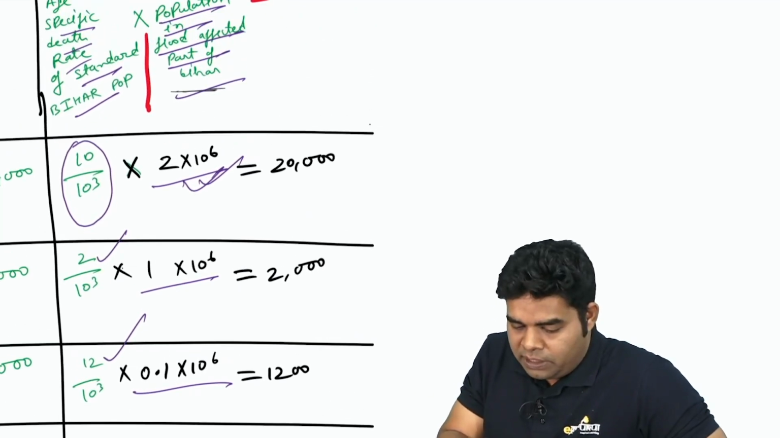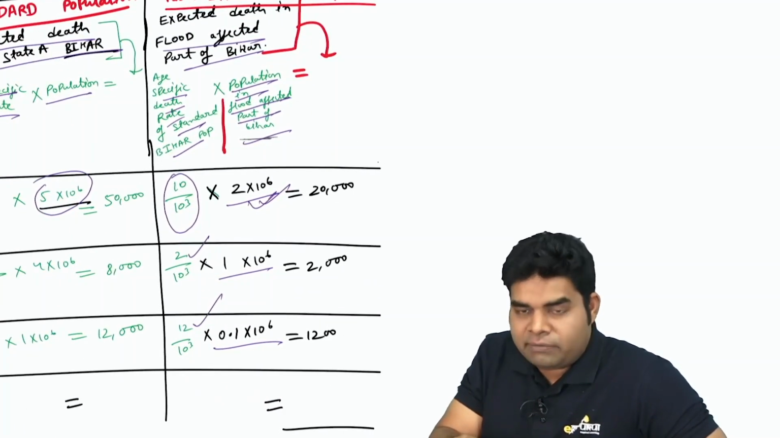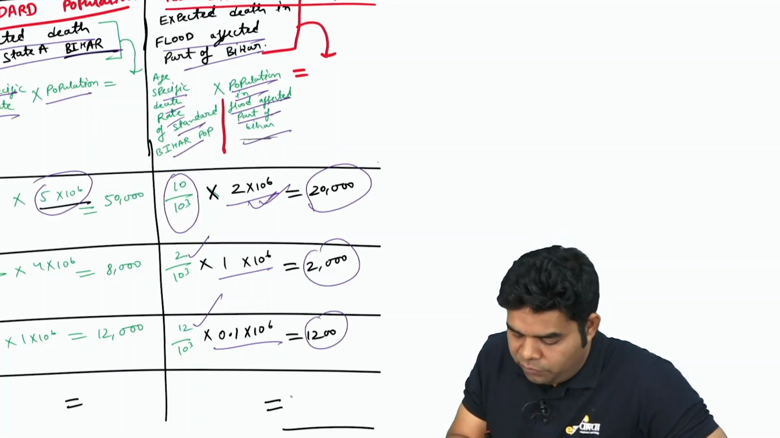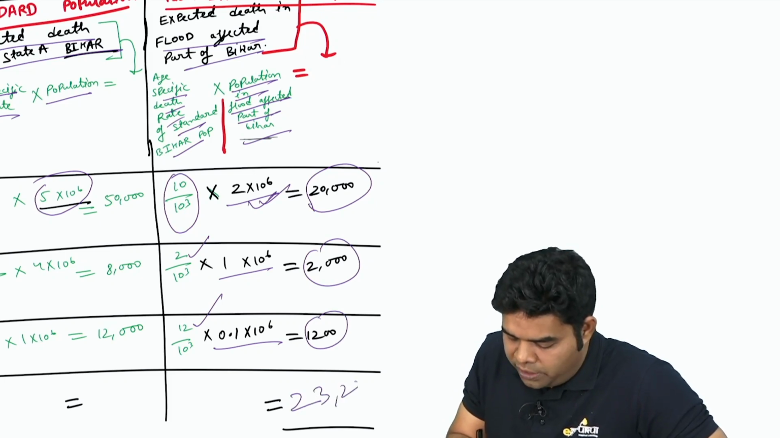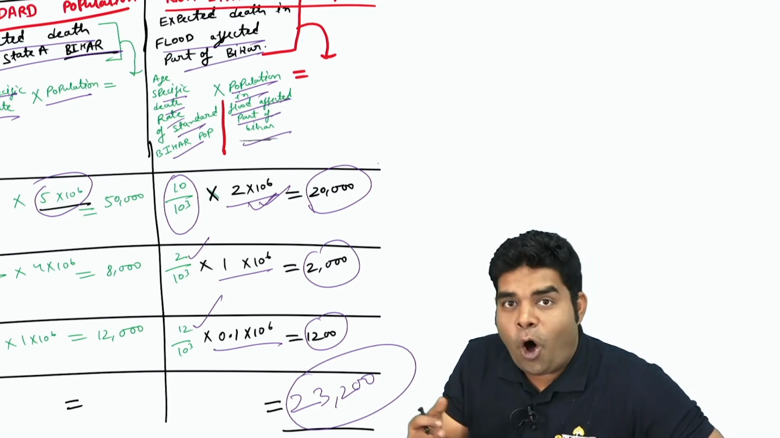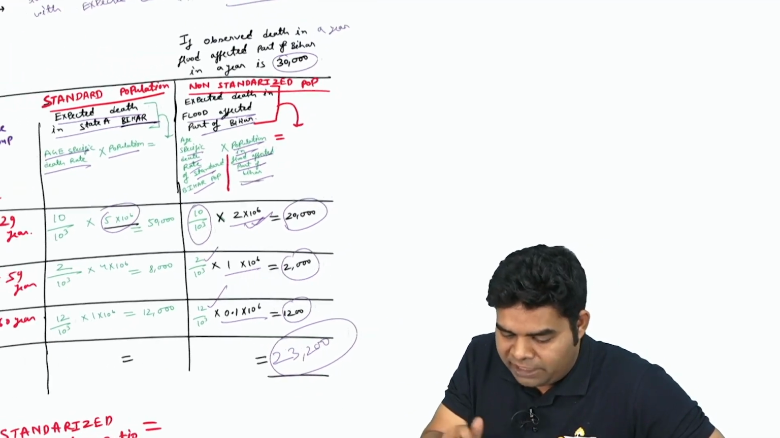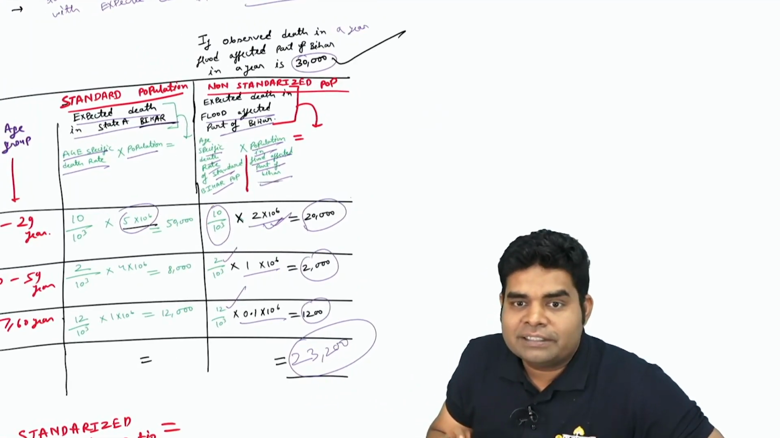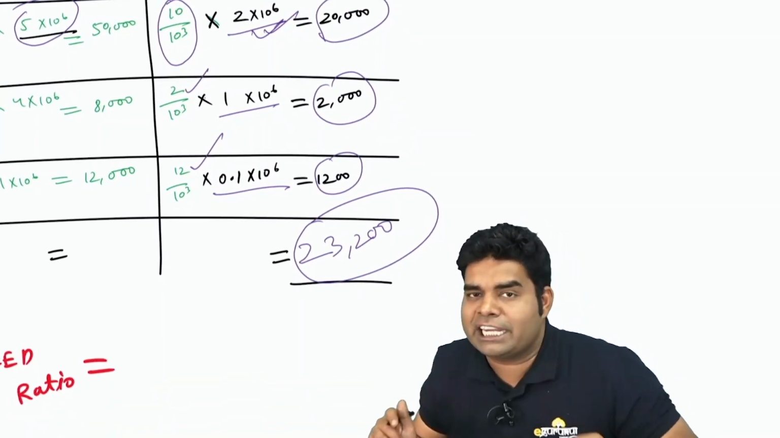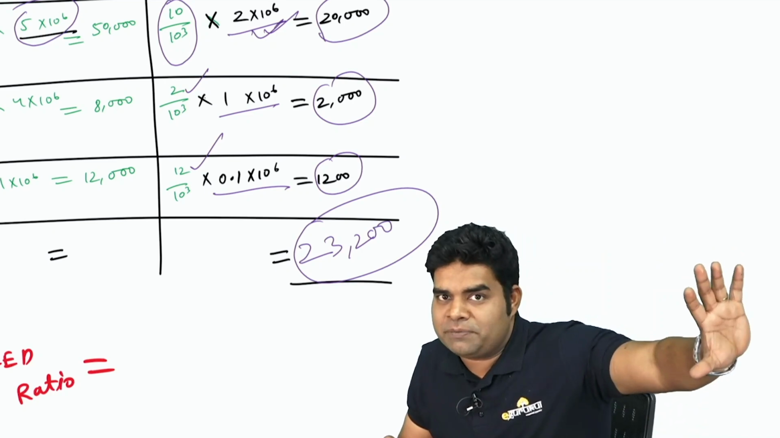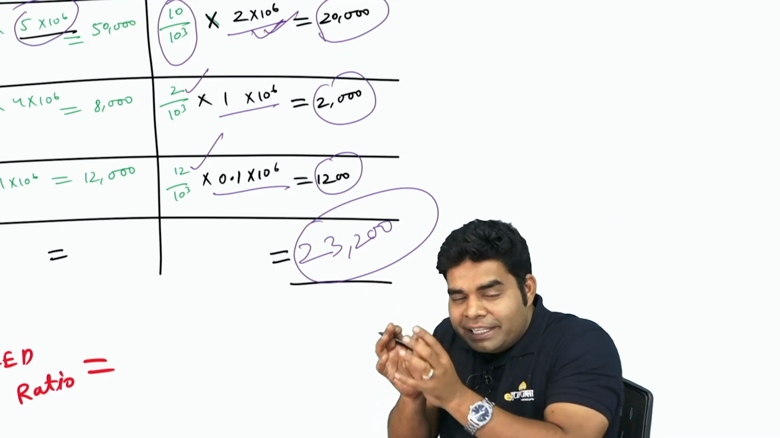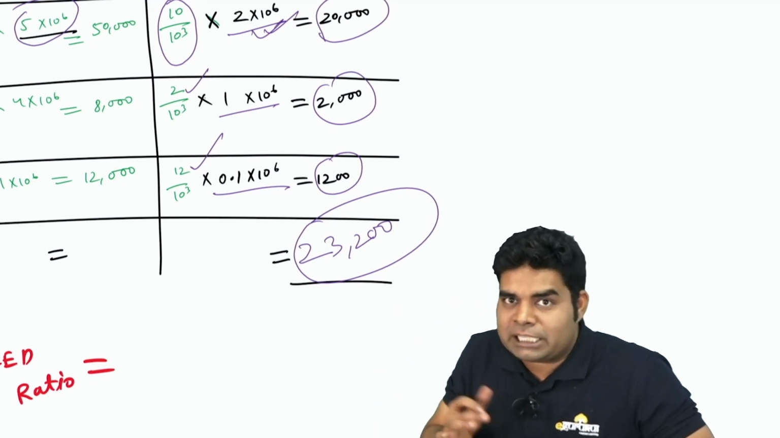So what is the expected death in flood affected part of Bihar? That is 20,000 plus 2,000 plus 1,200. So it will be 23,200. This is the expected death in 1 year. And what is the observed death? Observed death was 30,000. 30,000 was observed death and 23,200 was expected death. How we get the expected death? By multiplying age specific death rate of a known, standardized population with that high risk population. So we get the expected death.